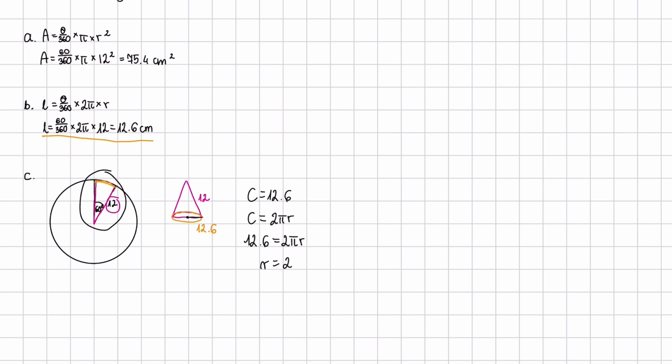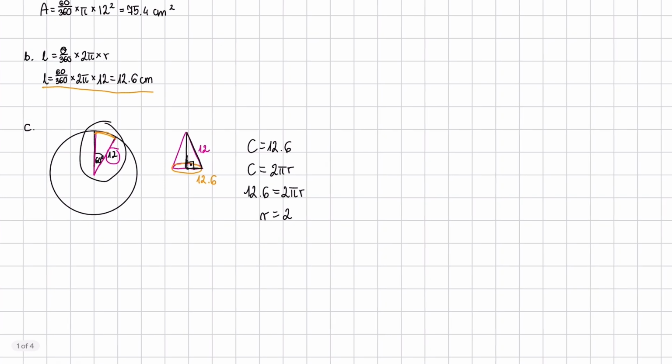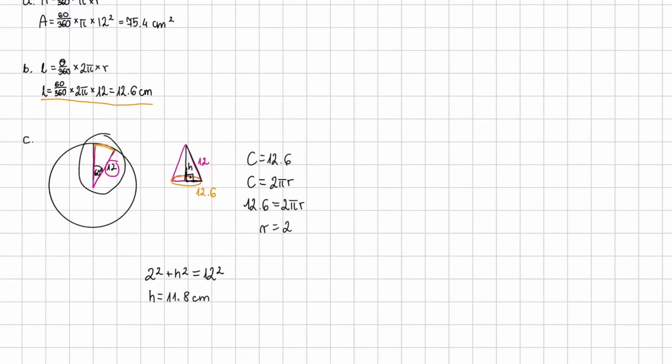And now we can use Pythagorean theorem to calculate our height, because here we have right angled triangle. So basically our 2 squared plus h squared equals 12 squared, and we can calculate it in our GDC. And the answer, so our height is equal to 11.8 centimeters.